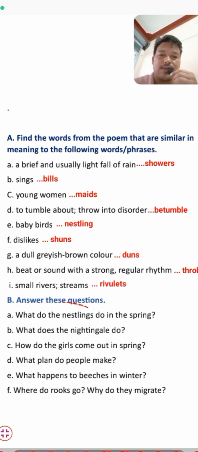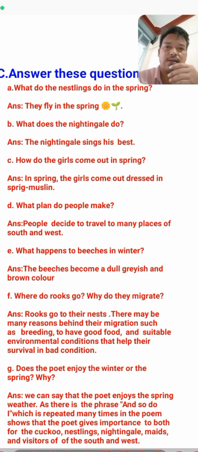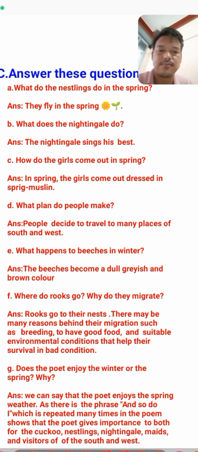And exercise B is answer these questions, students. Here are the questions, and have a look at the answers, which I have written here. The first question is, what do the nestlings do in the spring? Nestling means baby birds, they fly in the spring, and you have to write a very short answer. What do the nightingales do? The nightingale sings its best.